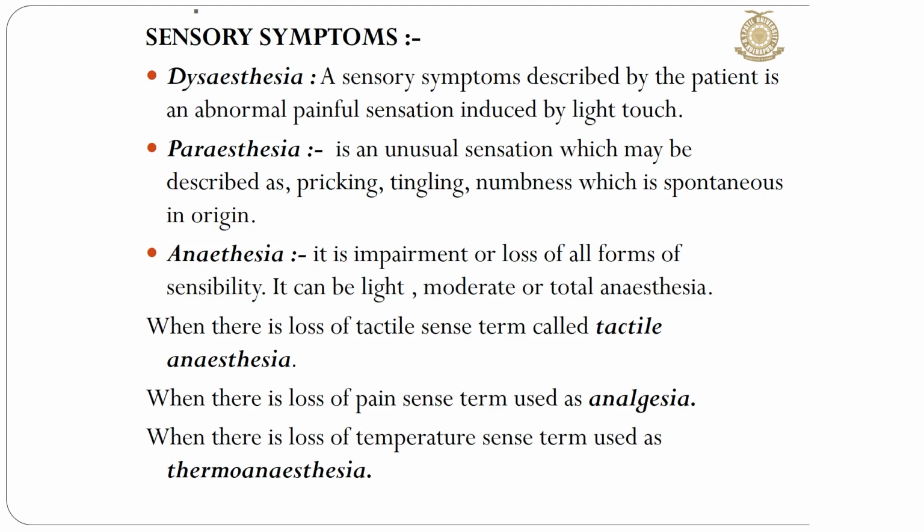The next term is paresthesia. What is meant by paresthesia? It is an unusual sensation which may be described as pricking, tingling, numbness, which is spontaneous in origin. This is called paresthesia. Then anesthesia. Anesthesia is an impairment or the loss of all forms of sensibility. All sensations will be lost. It can be light, moderate, or total anesthesia.